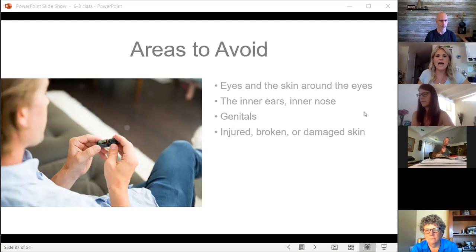The inner ears. Now I will say, my little hack for ear infections or ear pain with children is placing a drop of basil on a cotton ball and resting the cotton ball on the ear, not in the ear, but it does amazing things for helping reduce ear infections and ear irritation. Inner nose, you don't want to put it inside your nose, but you can put it on your sinus points around your nose.